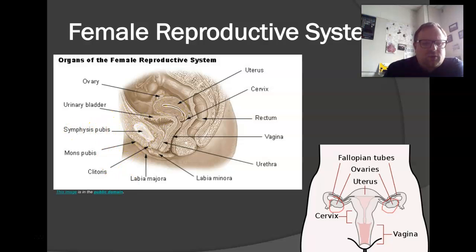You guys don't need to worry about the symphysis pubis or the mons pubis. We don't really need to worry about the clitoris. The labia majora and minora are the external parts of the female system, really not of value for us to learn with respect to reproduction and children. So we can really cross the labia out.